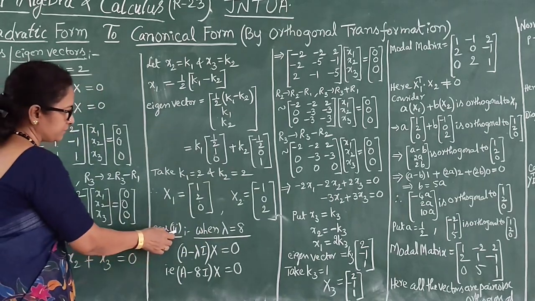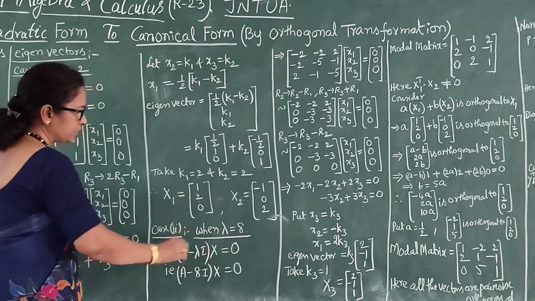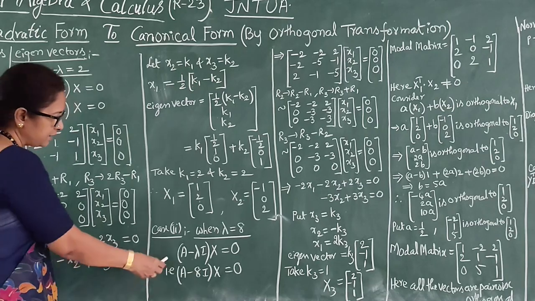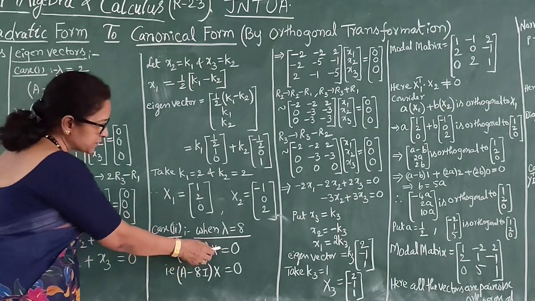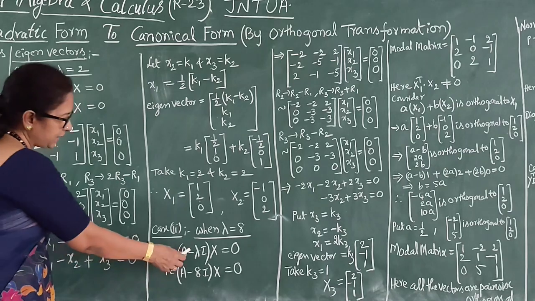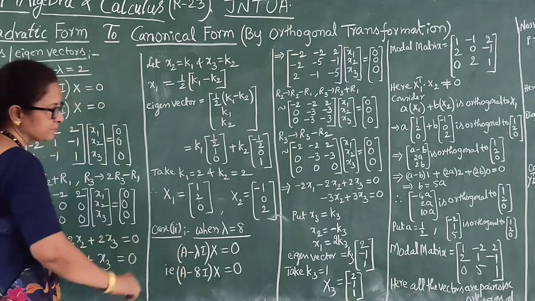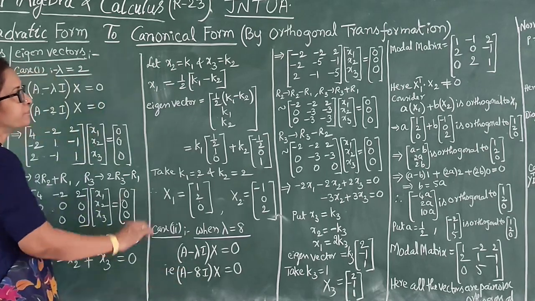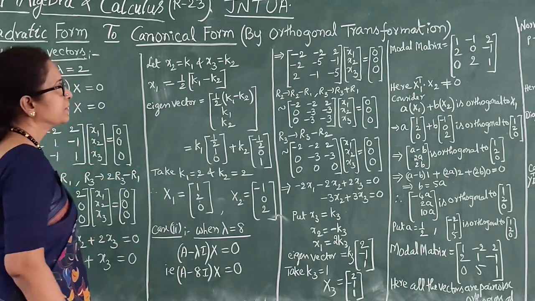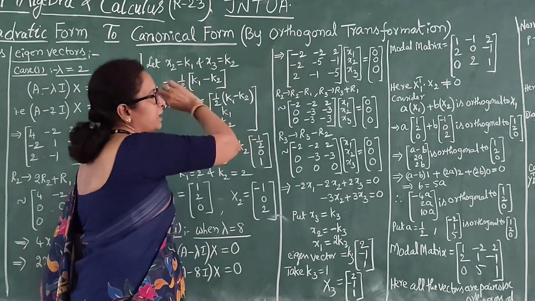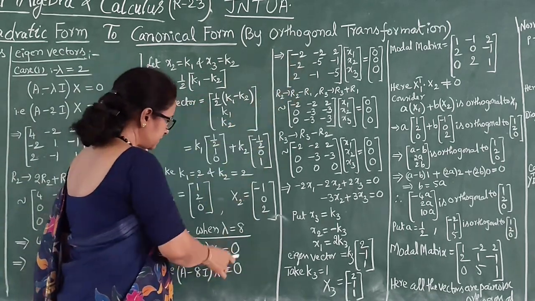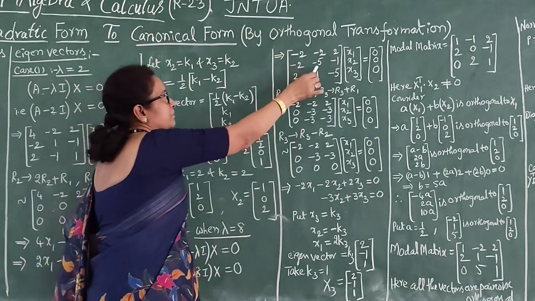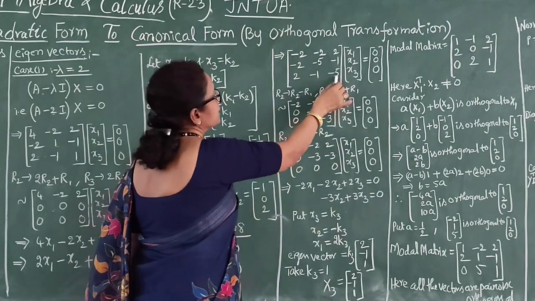Next, case 2, when lambda is equal to 8. Our formula to find the eigenvector is (A minus lambda I) x is equal to 0. In place of lambda I am taking 8, so we have to subtract 8 from the diagonal elements. The first diagonal element is 6, 6 minus 8 gives minus 2. The next diagonal element is minus 5, and the next is minus 5.